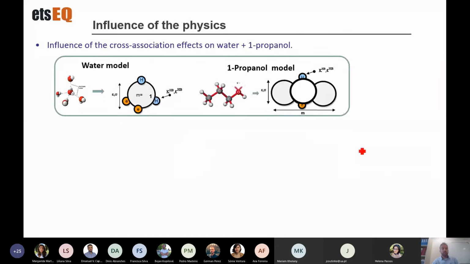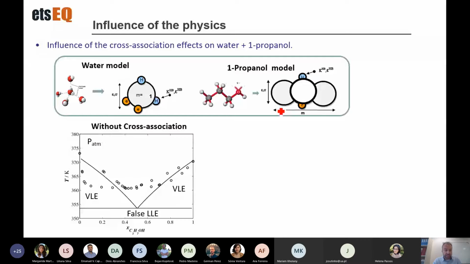Another example, cross-association effects between water and 1-propanol. This is water. There is a lot of discussion in the literature, but let's say that water can be modeled with 4 associating sites, 2 hydrogen and the 2 pairs of electrons from the oxygen. Okay, so 4 hydrogen bonding possibilities, and propanol can be modeled with 2 sites. There are other people who talk about 3 sites for the OH. Okay, this is the result if you consider those molecules independently.